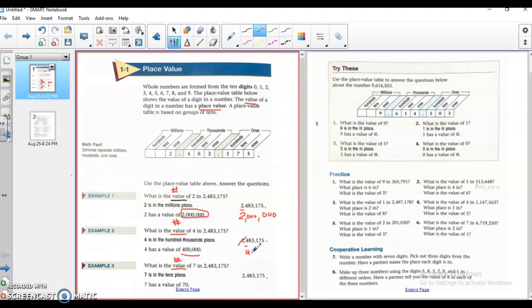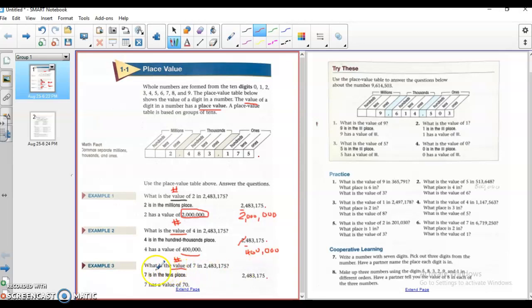This time the 8 is a 0. The 3 is a 0. I can put my comma in. My 1 is a 0. My 7 is a 0. And my 5 is a 0. And what is the value of that 4? That value of the 4 is now 400,000. That's how we come up with that.